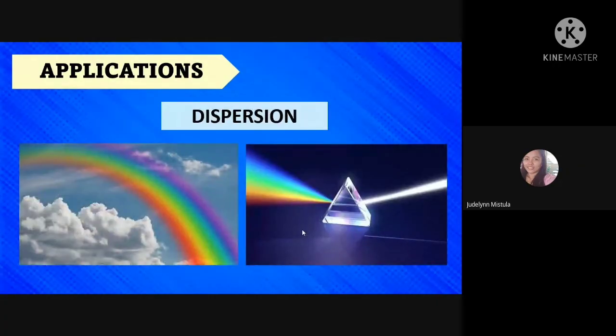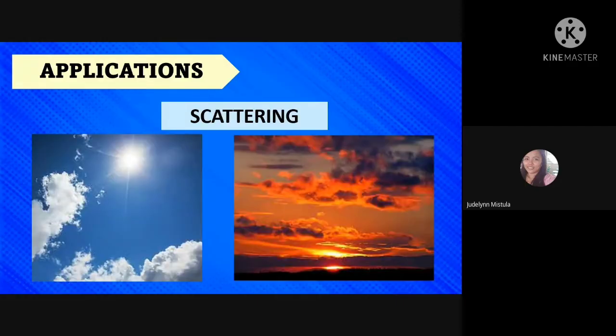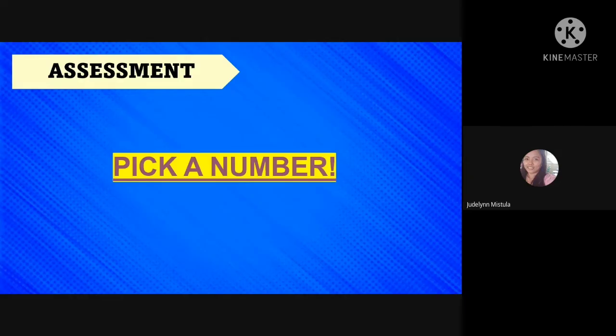Then we have dispersion of light. In the first picture, we can see a rainbow is formed in the sky, and in the second picture, white light enters a prism and it separates into different colors. Lastly, we have scattering of light. As mentioned earlier, we have the blue color of the sky, the white clouds, and we have the reddish sky during sunset. Let us now check your understanding of our topic today.